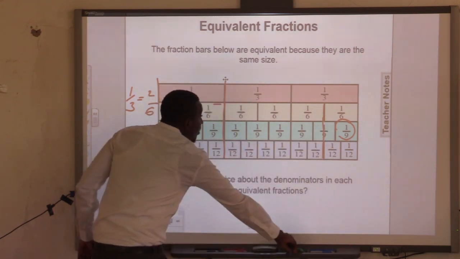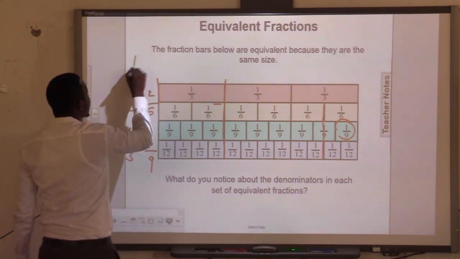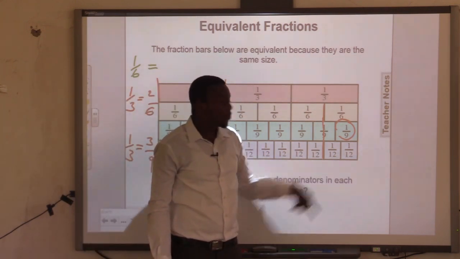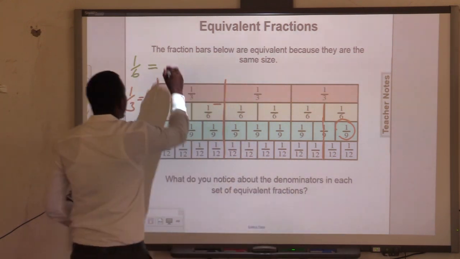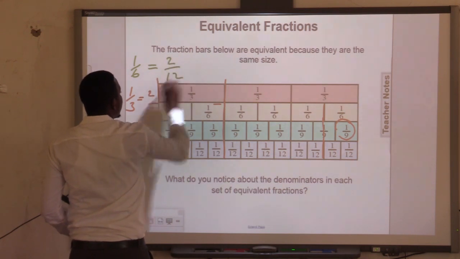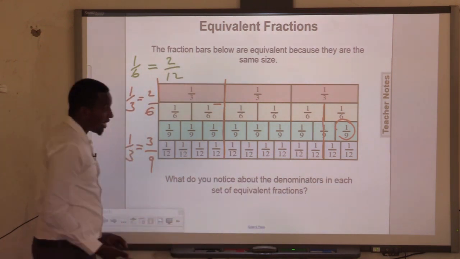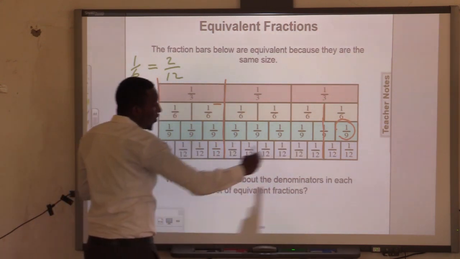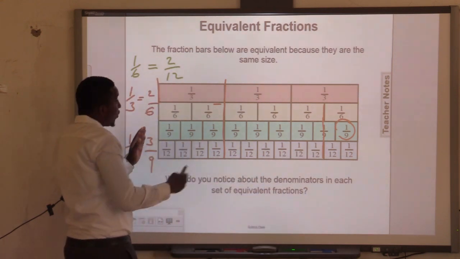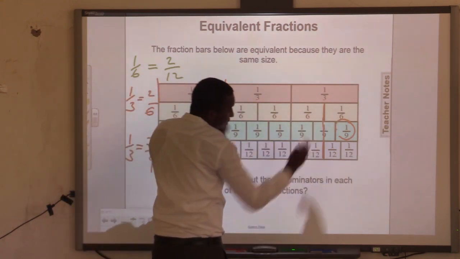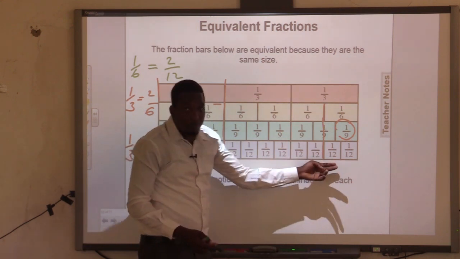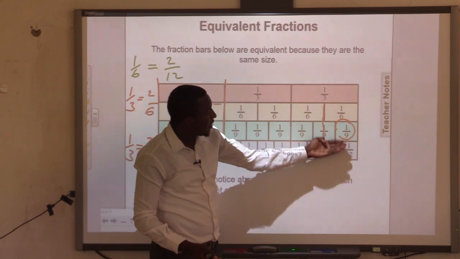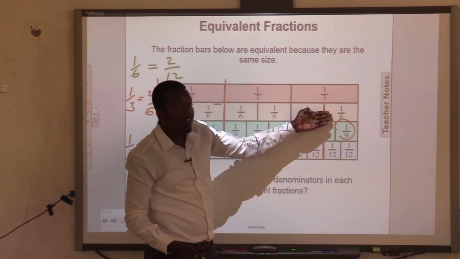So there we can conclude that 1/6 is equivalent to 2 1/12s, which will give us 2/12. In a nutshell, what we are trying to say here is, if you compare the portion that is divided into 12 equal parts and the portion that is divided into 6 equal parts, 2 out of the portions divided into 12 equal parts is equivalent to 1 portion that is divided into 6 equal parts.